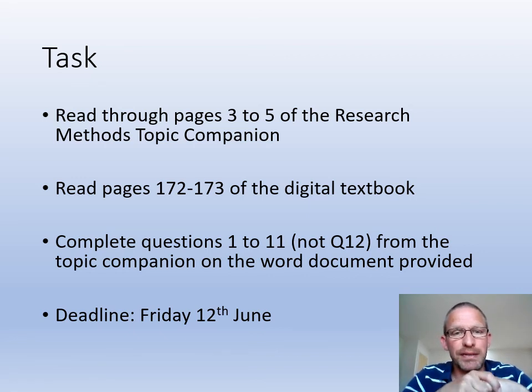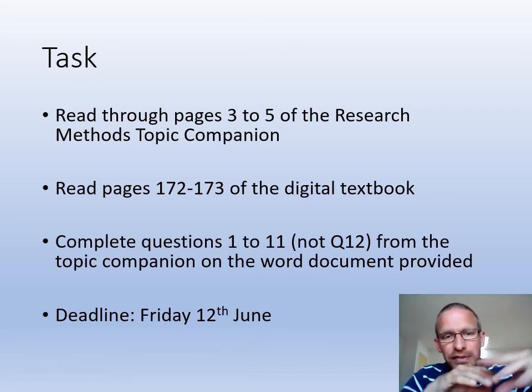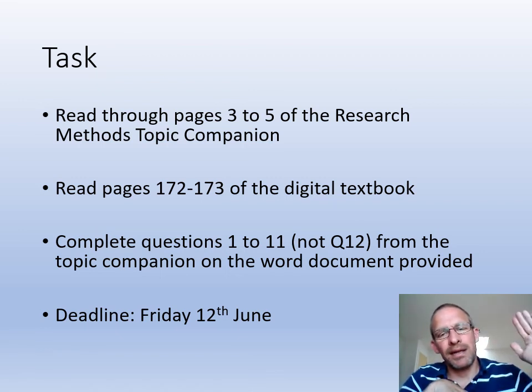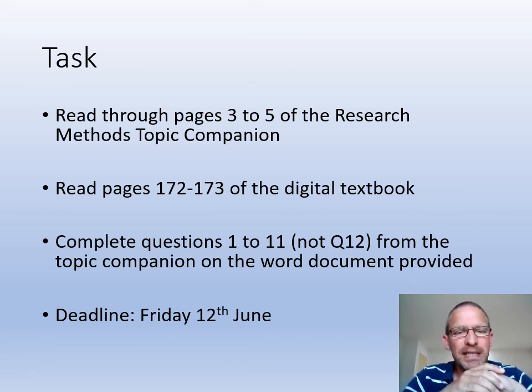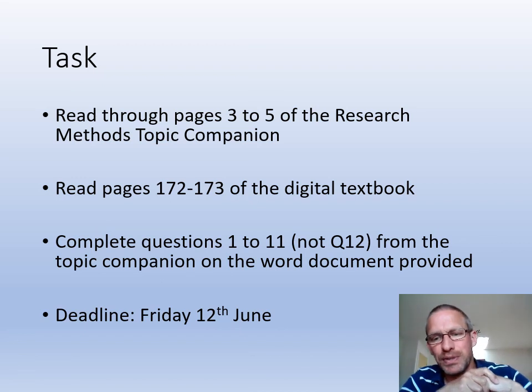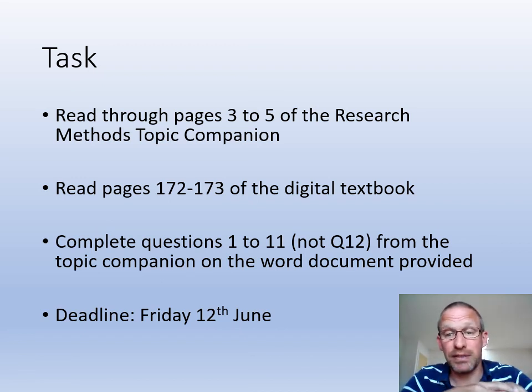So what do you need to do now? Read through pages 3 to 5 of the topic companion. You'll probably want to get stuck straight into the questions, but I would recommend other reading as well. So I'd say page 172 to 173 of the digital textbook, that definitely focuses on types of experiment. There are things that have cropped up that are on different pages, so you could have a flick around and look through those as well. But things like validity, if you're thinking, still not quite sure about that, we are doing that in its own right again further down the line.